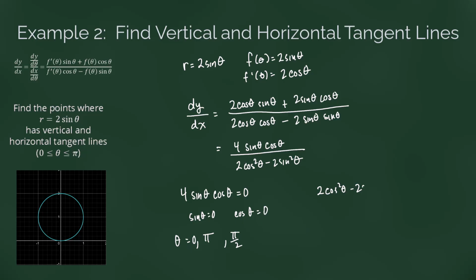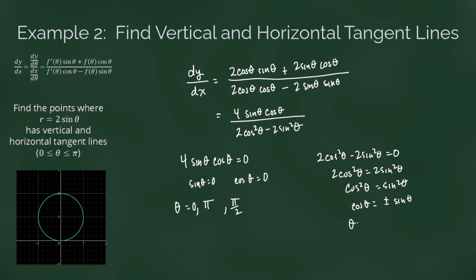We also have 2 cosine squared of theta minus 2 sine squared of theta is 0 for our denominator. Well, that's going to happen where 2 cosine squared of theta equals 2 sine squared of theta, or where the cosine squared of theta equals the sine squared of theta. And if we take square roots of both sides, that means that the cosine of theta is going to be either the positive or negative sine of theta. And between 0 and pi, that happens when theta is either pi over 4 or 3 pi over 4. So since there's no overlap between those two groups of answers, that means that these answers give us the horizontal tangent lines.